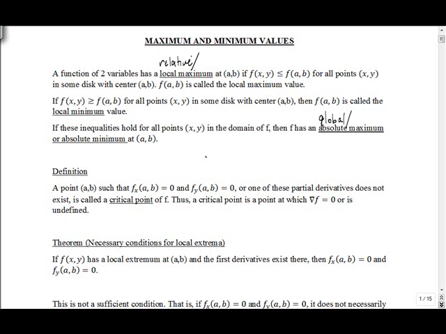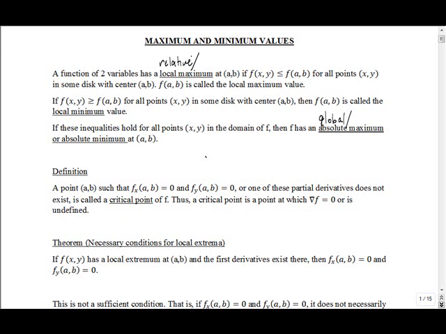Now let us look at the definition of a critical point. Remember, how did you get a critical point previously in Calc 1? Where the derivative is 0. A point (a, b) such that the first partials equal 0, or one of them does not exist, is called a critical point. Thus, a critical point is a point at which del f is equal to 0 or is undefined. We already know how to find partials and put them equal to 0, so let's just go on to how you find local extrema.